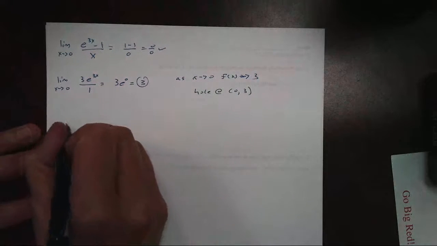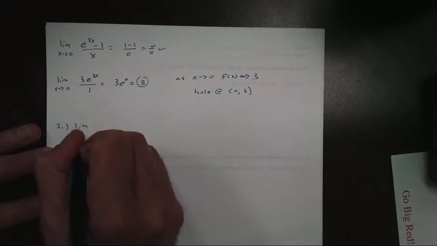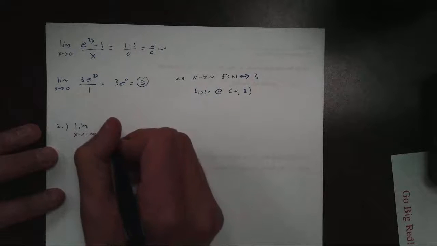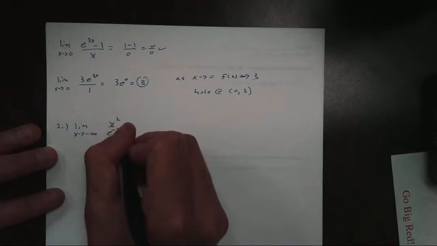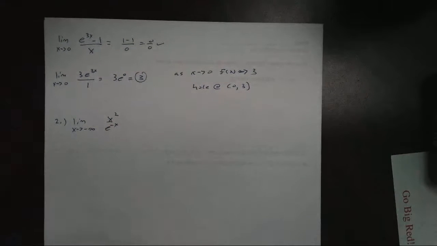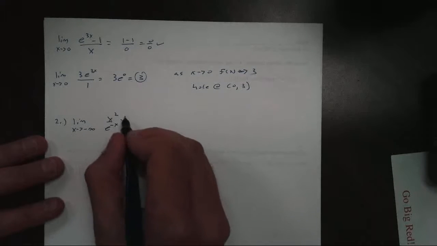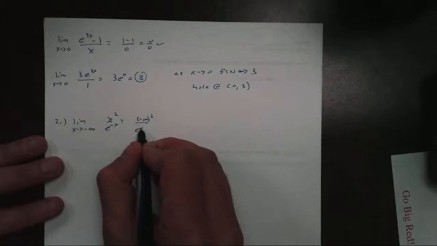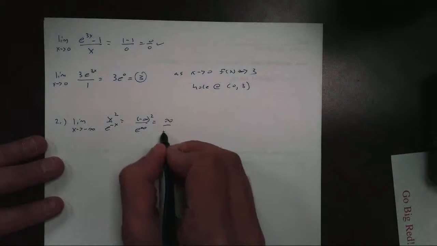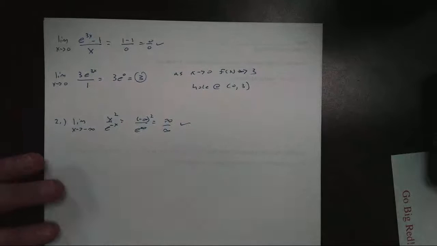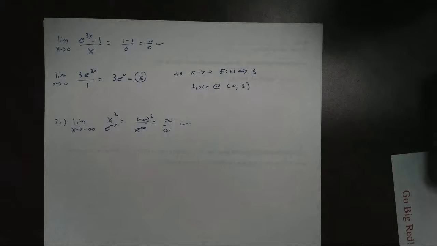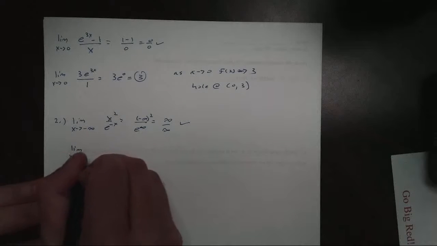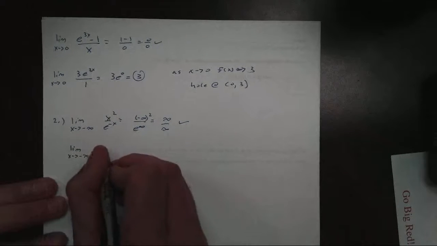Let's try another one just like this. The limit as x goes to negative infinity of, let's say, x squared over e to the negative x. Well, if I plug in the negative infinity, I get negative infinity squared over e to the positive infinity. So I get infinity over infinity. Our rule says to apply L'Hopital's. So we take the derivative of the top. Don't forget to keep copying down those limits.